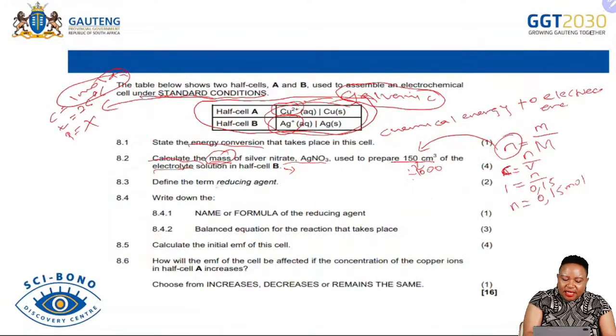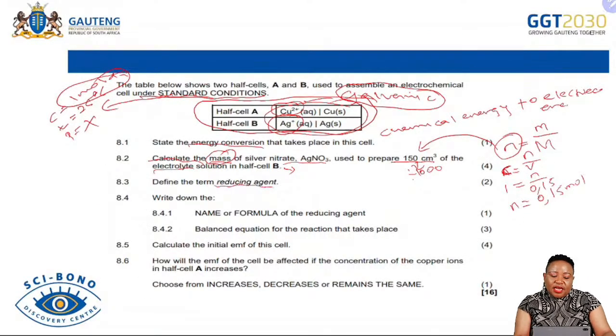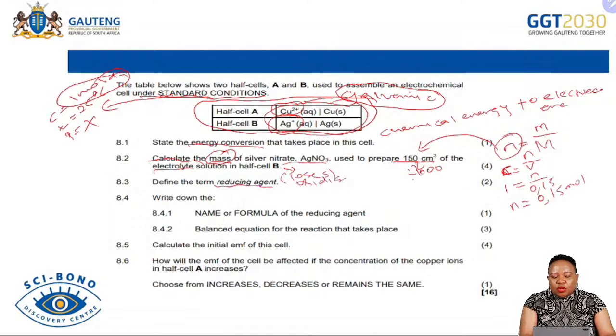The next question says define a reducing agent. We know that a reducing agent is a substance that loses electrons, or is a substance that is being oxidized, because after losing electrons it is also going to be oxidized. Name or formula of a reducing agent.